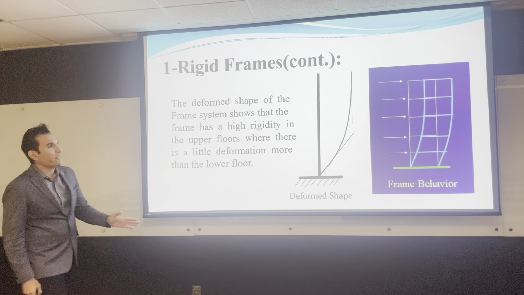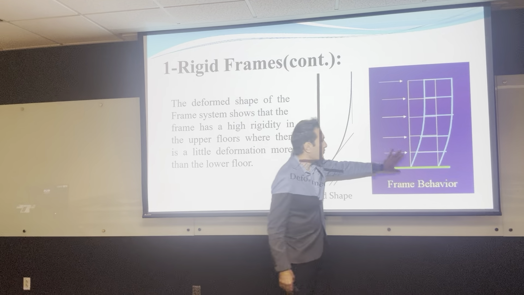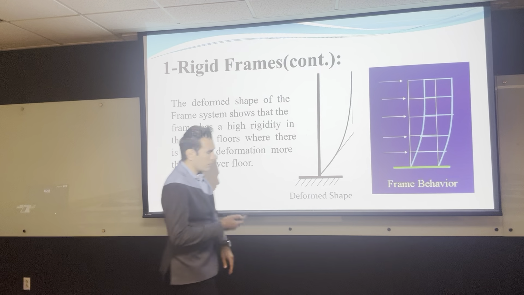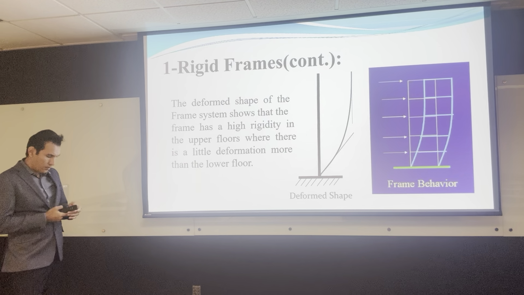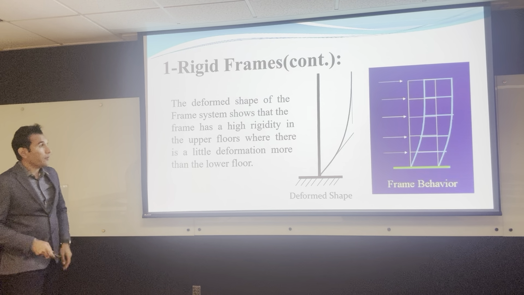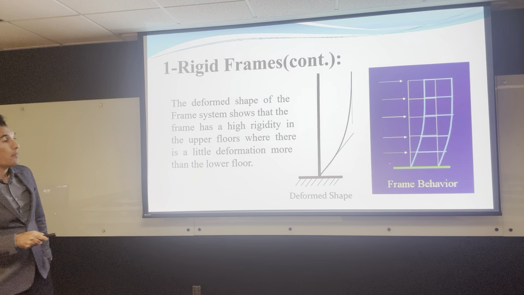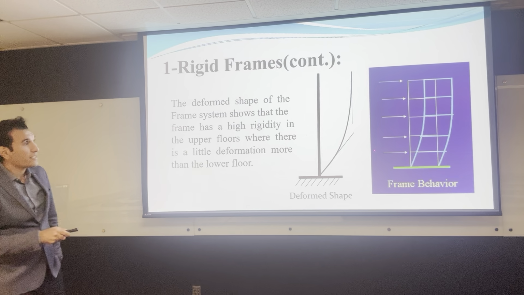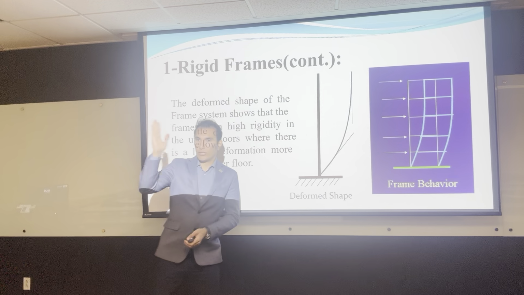So this is an example of a frame system. This is a simple frame system. You have the columns like here, and this is the slab system. When it gets a lateral load, what is going to happen if you have a lateral load like this? All the system is going to be pushed that way.